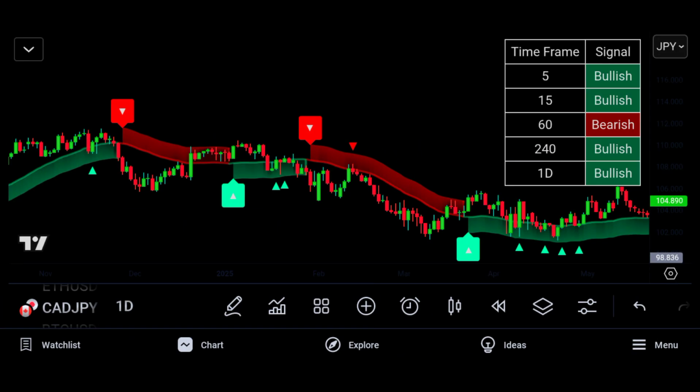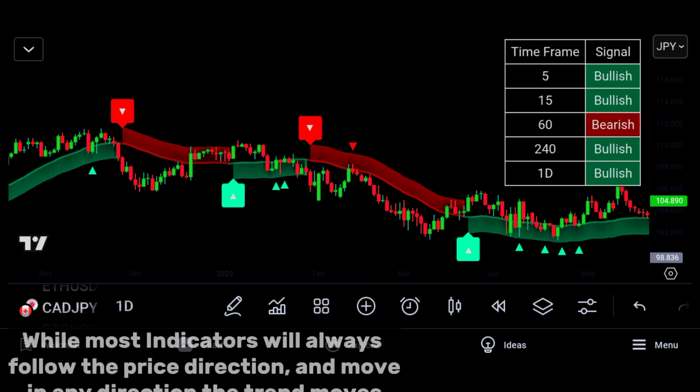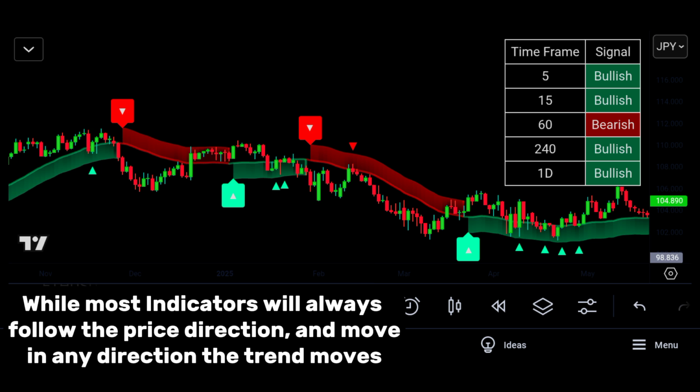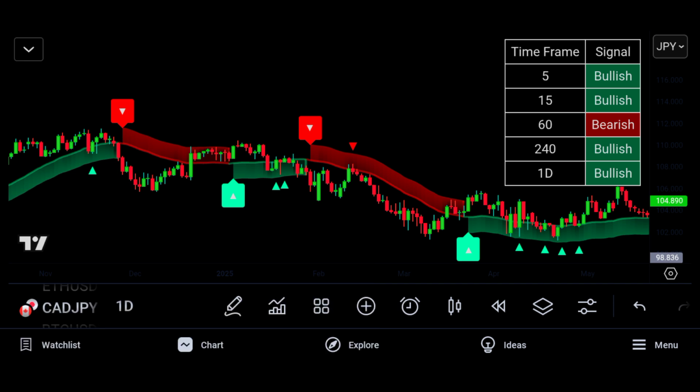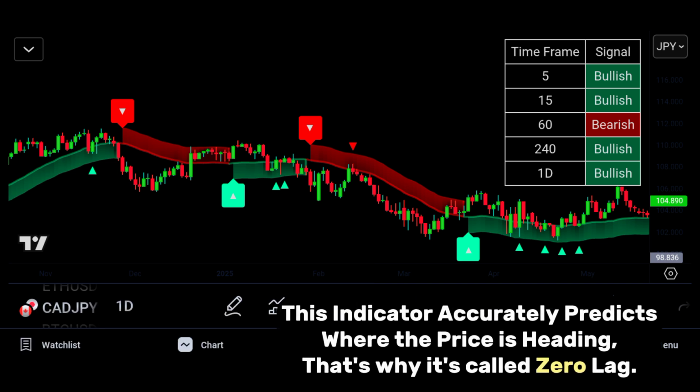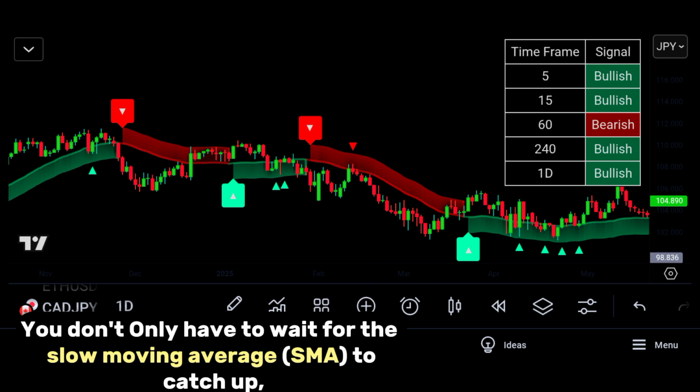Now, this is not your regular trend indicator. This is much better. While most indicators will always follow the price direction and move in any direction the trend moves, this indicator accurately predicts where the price is heading, and that's why it's called zero lag. You don't have to wait for the slow moving averages to catch up. Let me show you what makes it special.